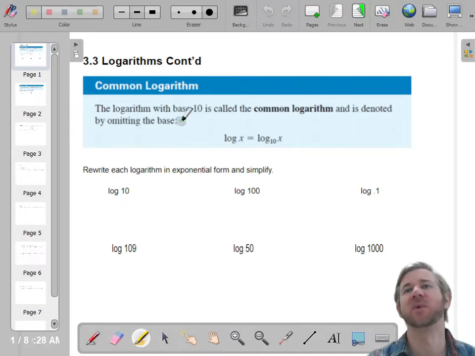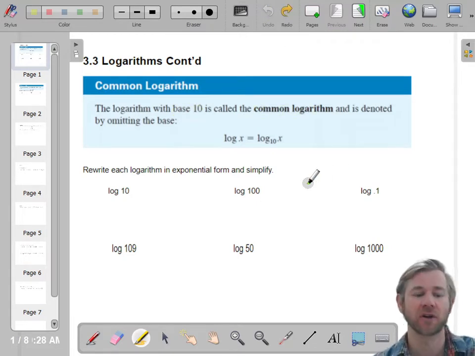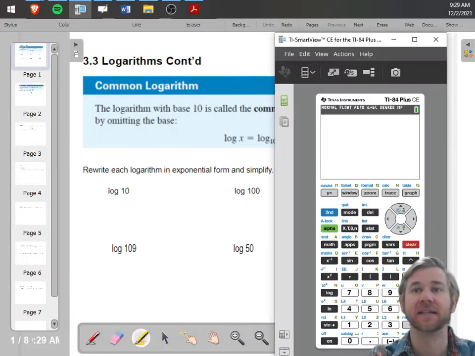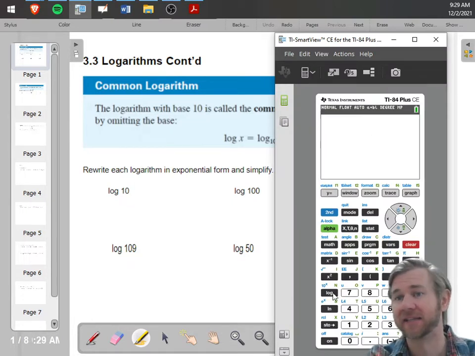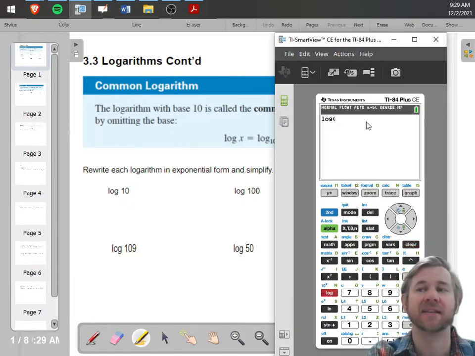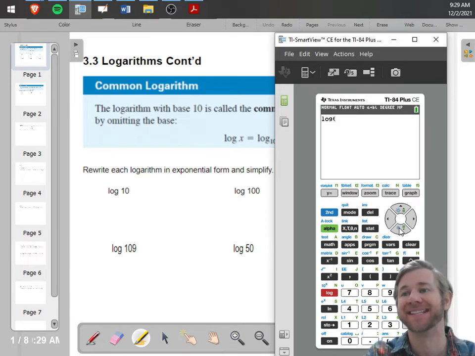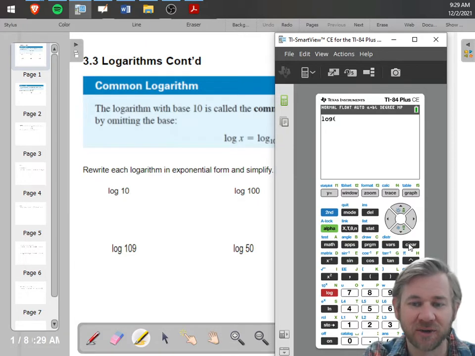The first one is a logarithm with base 10, which is just called the common logarithm. If you look on your calculator, you will often see just a log button. That's the only button you have, just log. That means that the default base for logarithms is base 10. There are ways to get other bases, but we don't need them right now.